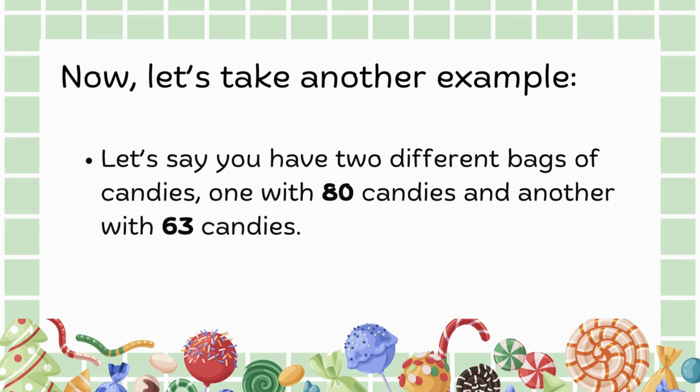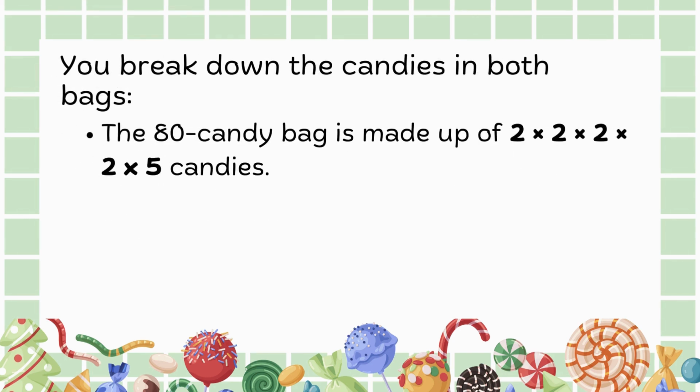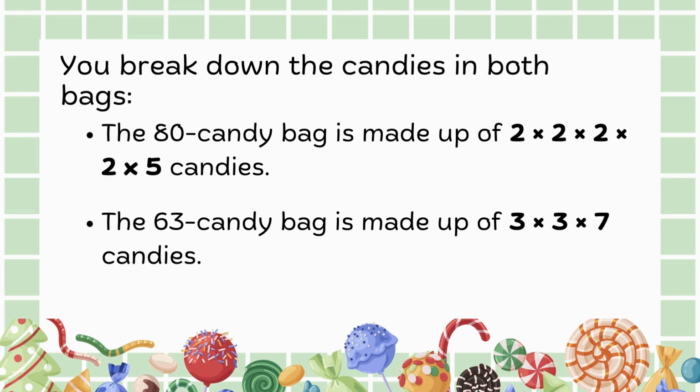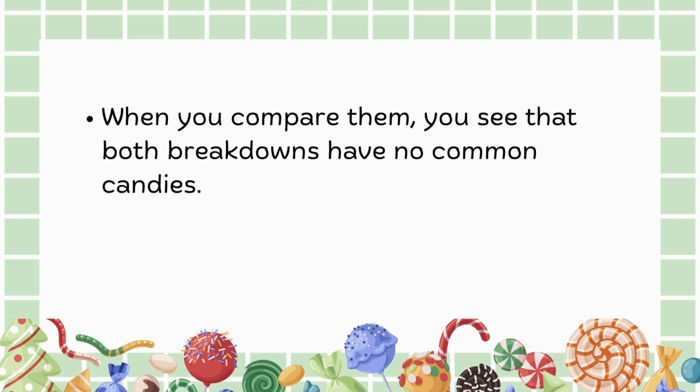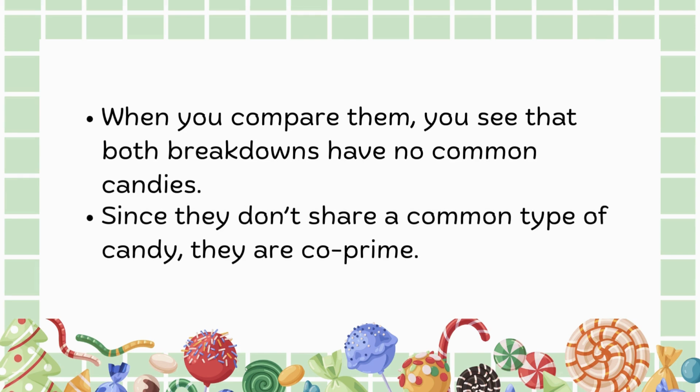Let's take another example with bags of 80 candies and 63 candies. You break down the 80 candy bag into 2 multiplied by 2 multiplied by 2 multiplied by 2 multiplied by 5 candies. The 63 candy bag is made up of 3 multiplied by 3 multiplied by 7 candies. When you compare them, you see that both breakdowns have no common candies. Since they don't share a common type of candy, they are co-prime.